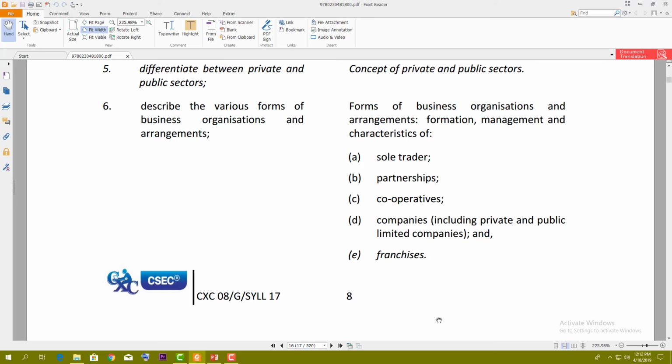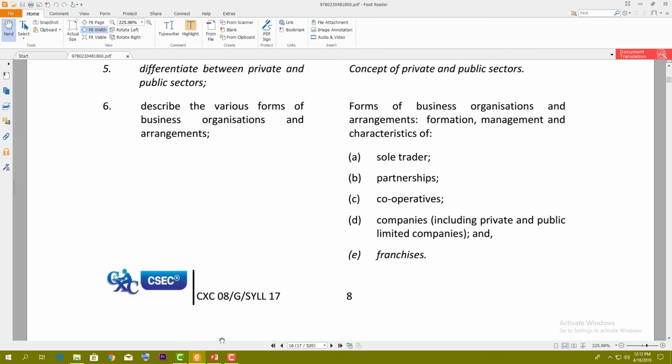We're going to start with sole trader and partnership, and then eventually work our way down to private and public limited companies and franchises, because some of them have a lot of nuances to them. We're going to discuss them in little bite-sized pieces.